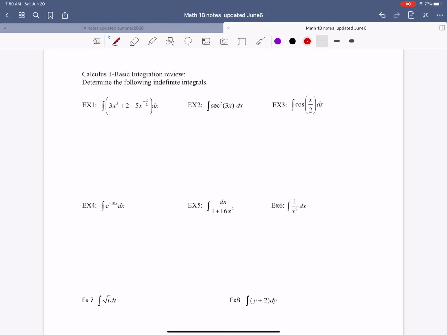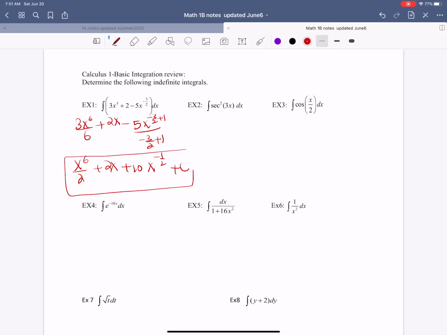All right, first problem, we can go ahead and do the integral piece by piece. 3x to the 6th over 6, plus 2x, minus 5x to the power negative 3 over 2 plus 1, divided by negative 3 over 2 plus 1. That is x to the 6 divided by 2, plus 2x. Negative 3 halves plus 1 is negative 1 halves. When I'm dividing by negative 1 halves, I'm actually multiplying by negative 2. So it becomes positive 10 x to the power negative 1 halves, plus c.